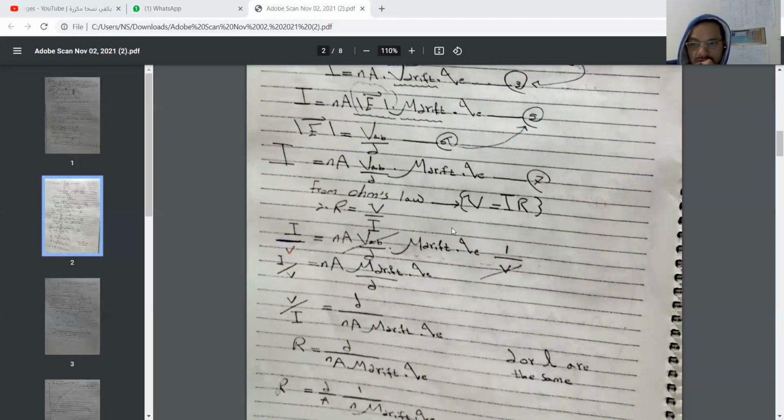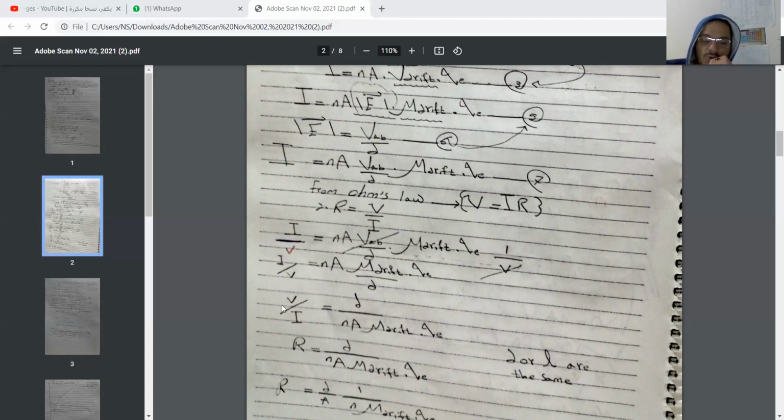From Ohm's law, the voltage equals the current dot the resistance. Let's use this trick to simplify this equation. We will divide the current by the voltage, and let's see what will happen. Current divided by voltage, that means we will delete the voltage here. The equation will be the current divided by volt equals N A drift mobility divided by distance dot electric charge.